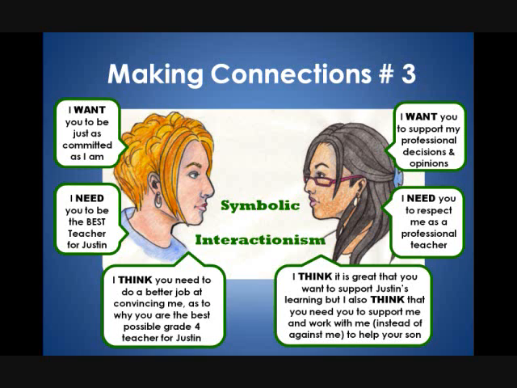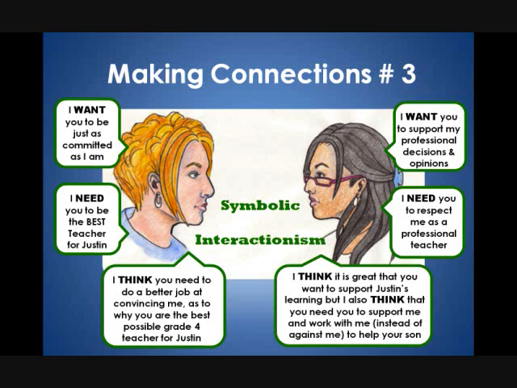So I've included some I want, I need, and I think statements around Mrs. Carter and Mrs. Pierce. Mrs. Carter essentially feels that Mrs. Pierce is not as committed to Justin as she is, and Mrs. Carter acts the way she does towards Mrs. Pierce because she needs more of an effort from Mrs. Pierce to justify why she's the best possible grade 4 teacher for her son, Justin.